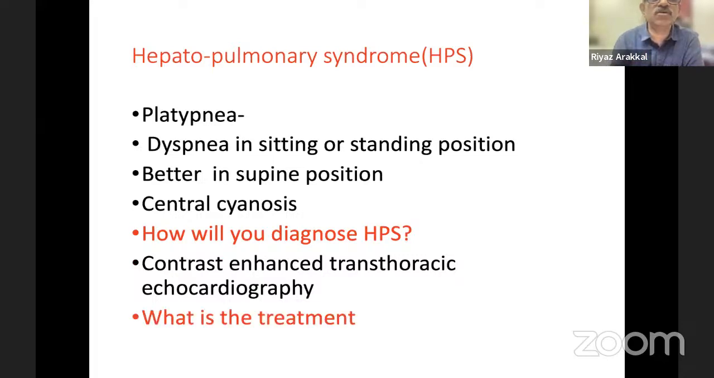Now the treatment of hepatopulmonary syndrome: liver transplantation. It's the late stage. It's a very difficult condition to treat. The only treatment option is liver transplantation.